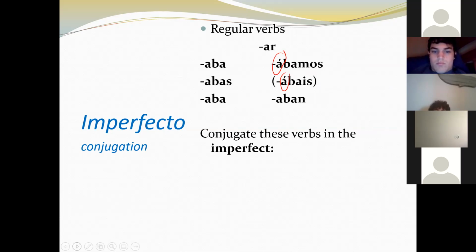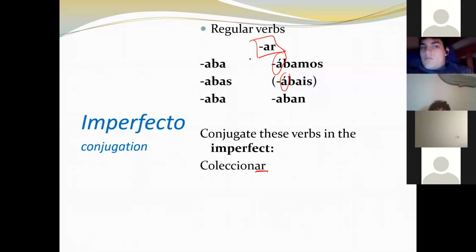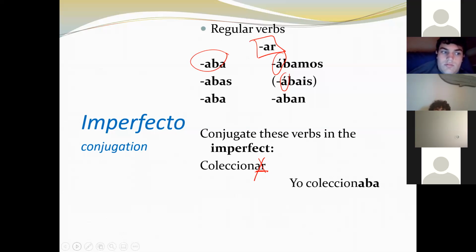Okay, so we have two verbs here, and these two verbs are in the vocab list. The first one is coleccionar, and it's an AR verb, right? So we're talking about AR verb endings for the imperfect. Coleccionar in your vocab list means to collect. So Bora, what do you think the yo form for coleccionar is in the imperfect tense? Coleccionaba. Yes. So we drop the AR and we put aba. So yo coleccionaba. Good job.